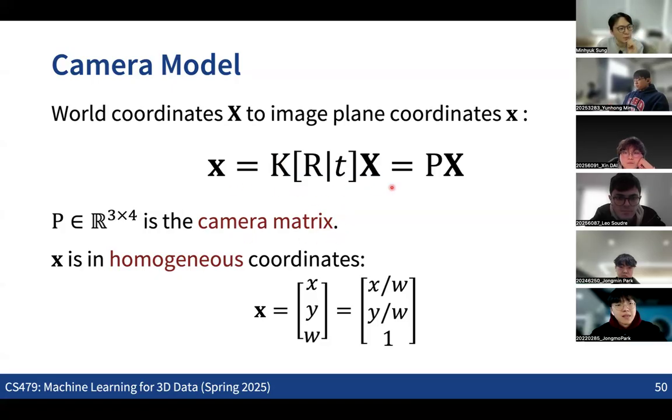For this representation, we have non-homogeneous coordinates for the 3D input here, and homogeneous coordinates for the 2D output. Makes sense? So this is the basic idea for the camera model: we have two types of matrices. One is the extrinsic matrix, representing the rotation and the translation, and the other is the camera intrinsic matrix, which is about the projection. Clear? Questions?